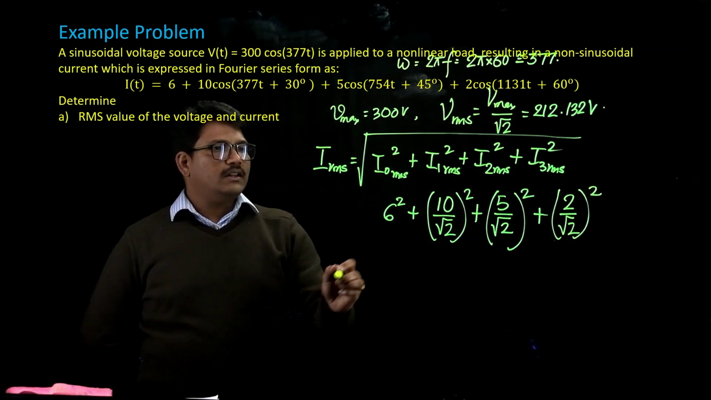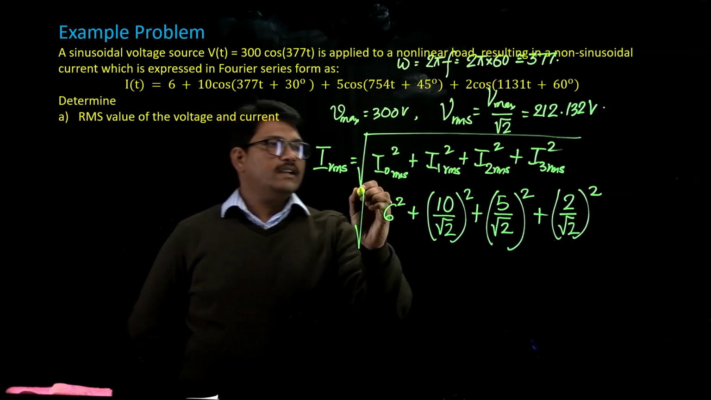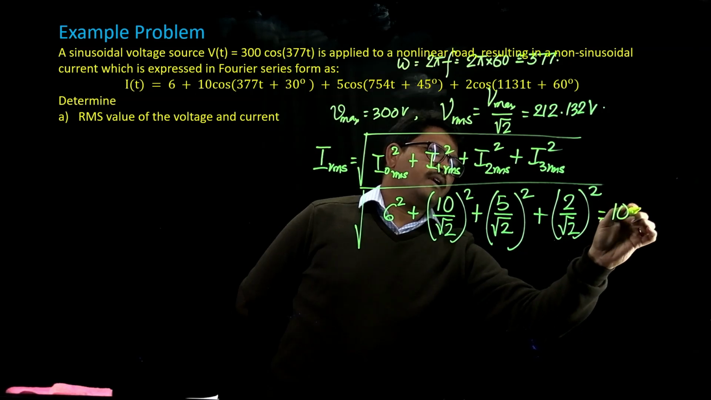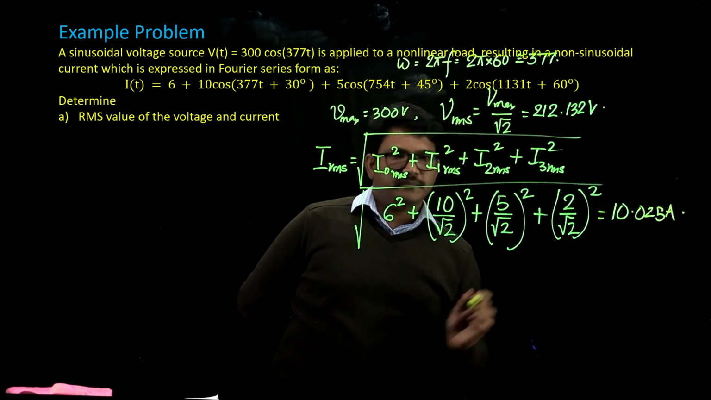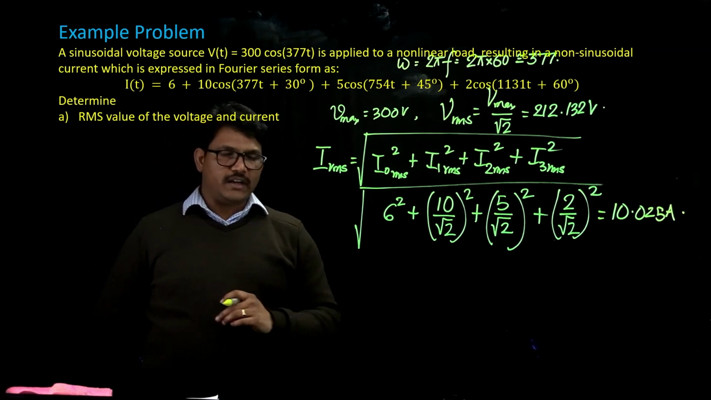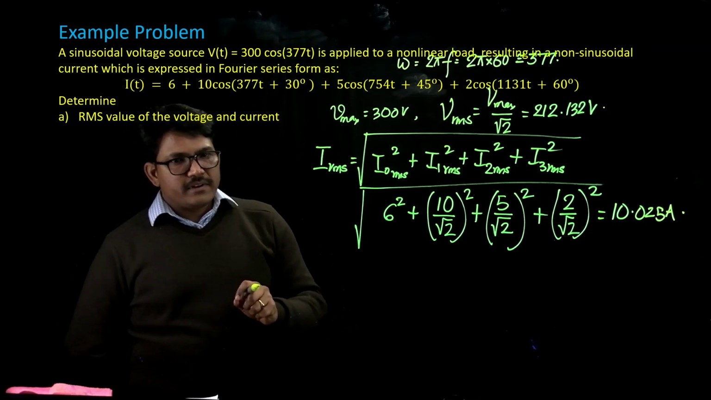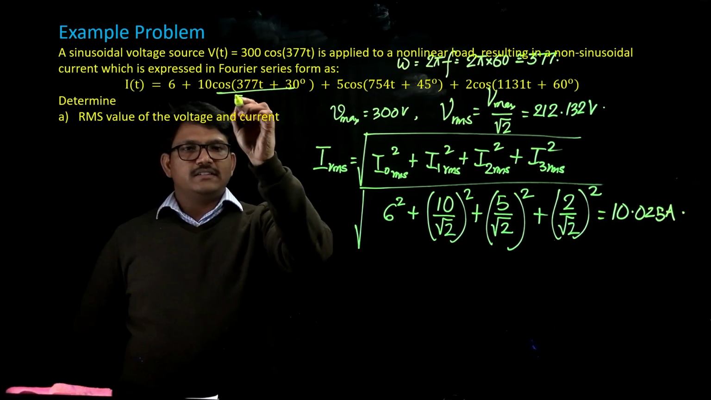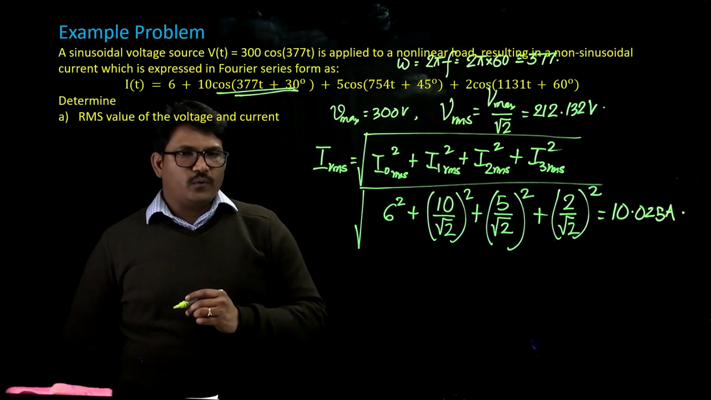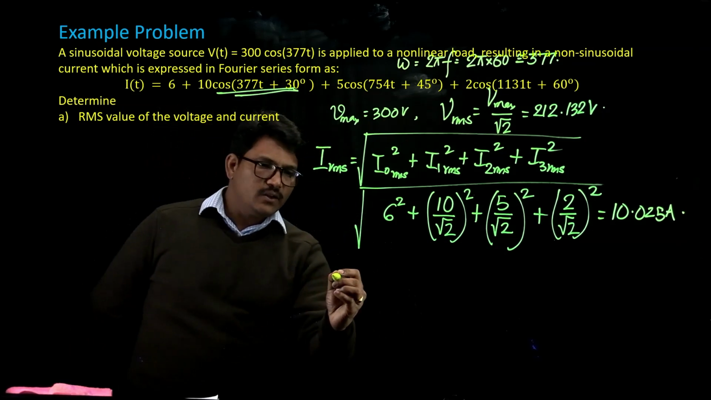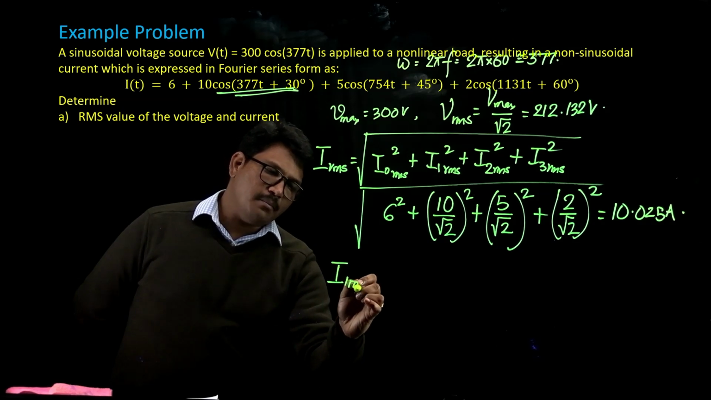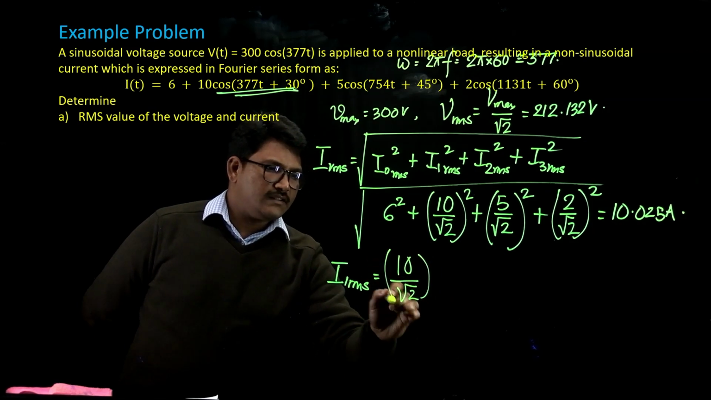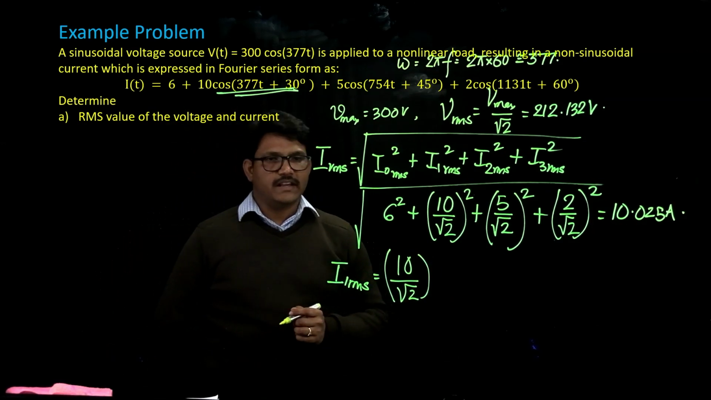If you substitute all these RMS values of the currents and find the square root, we get the value of the current, 10.025 amps. This is the RMS value of the current. But if you want only the RMS value of the fundamental current, that is only this value, corresponding to the fundamental frequency, you can write that as I1 RMS. I1 RMS is just 10 upon root 2 itself.